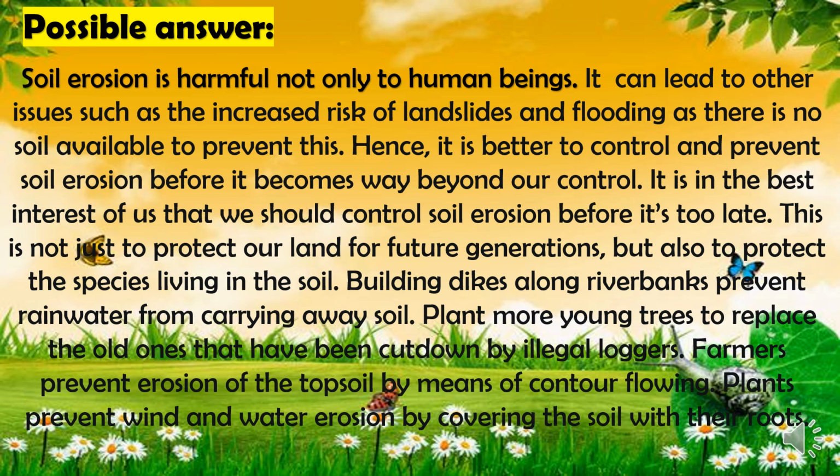This is not just to protect our land for future generations, but also to protect the species living in the soil. Building dikes along riverbanks prevents rainwater from carrying away soil. Plant more young trees to replace the old ones that have been cut down by illegal loggers. Farmers prevent erosion of the soil by means of controlled plowing. Plants prevent wind and water erosion by covering the soil with their roots.